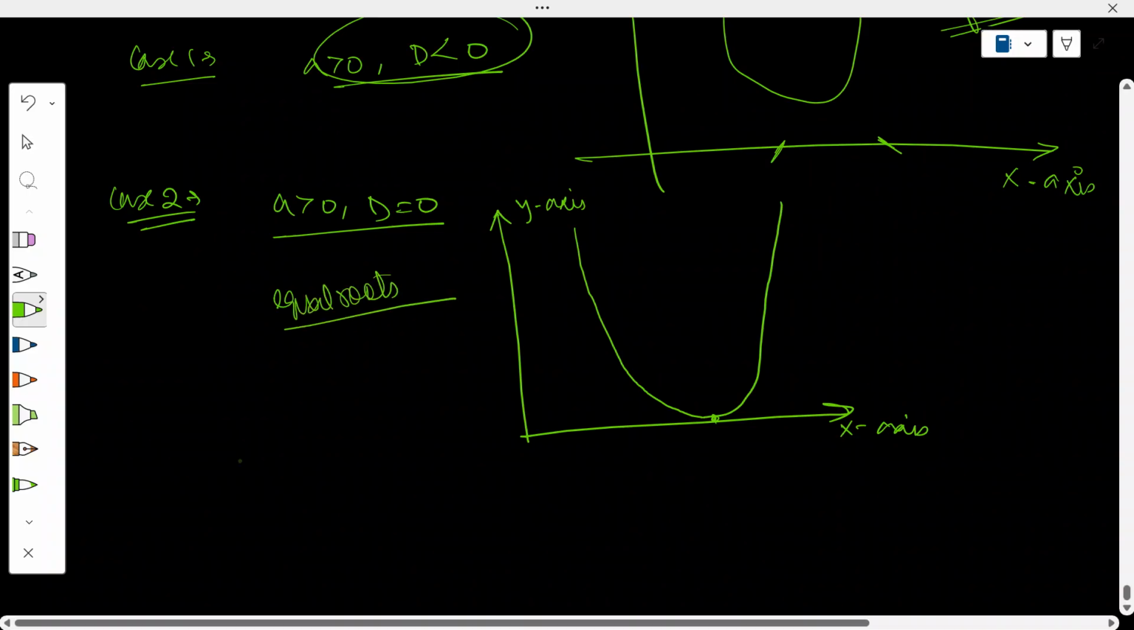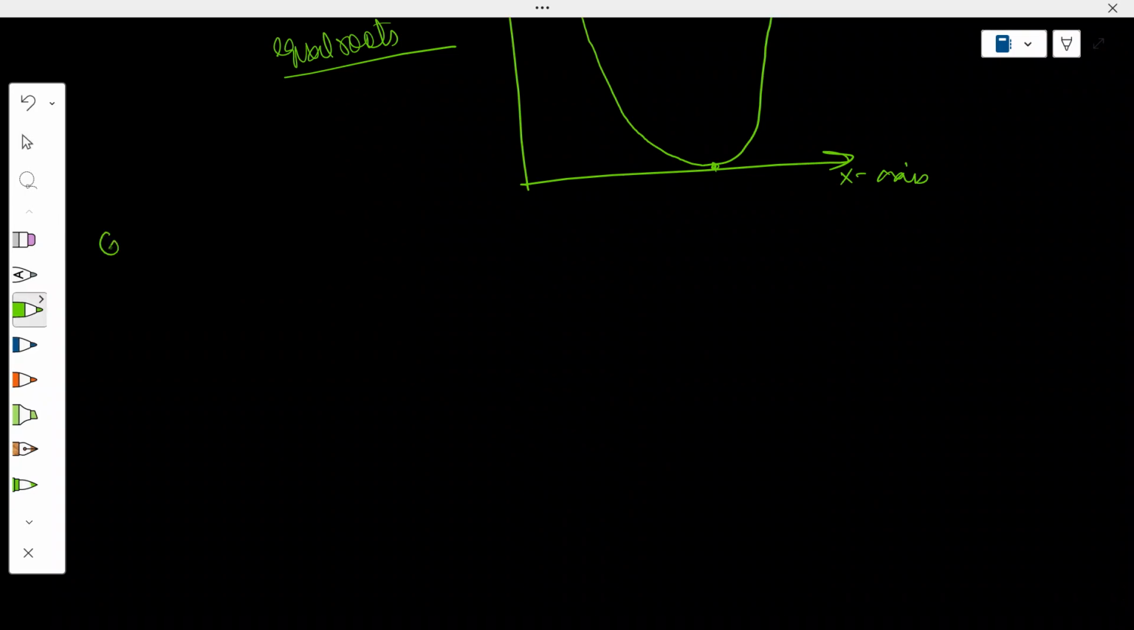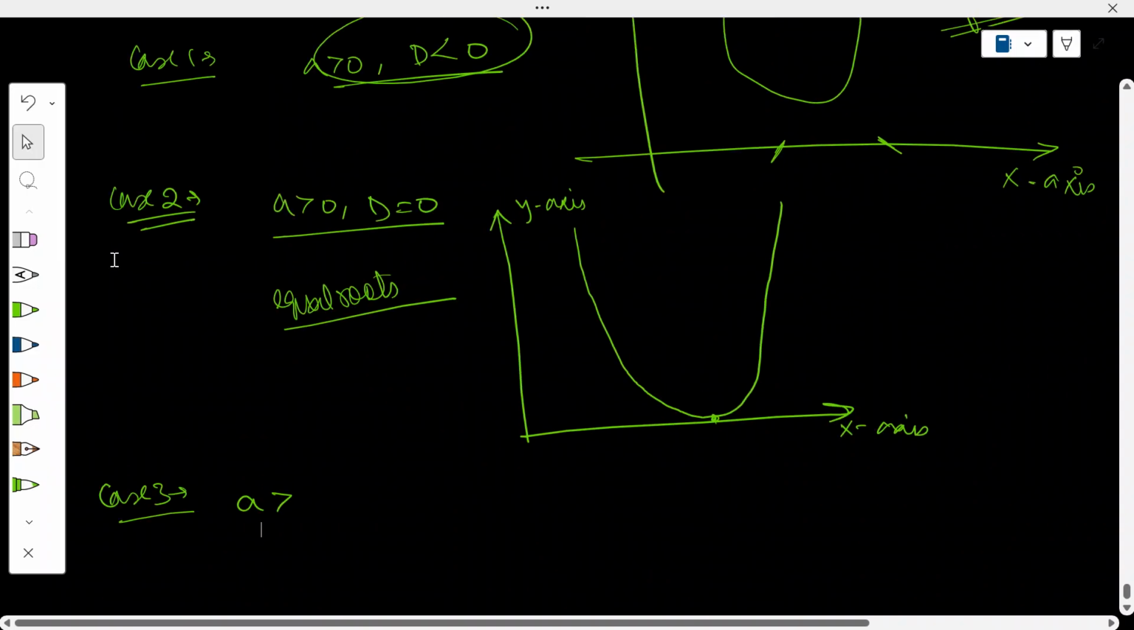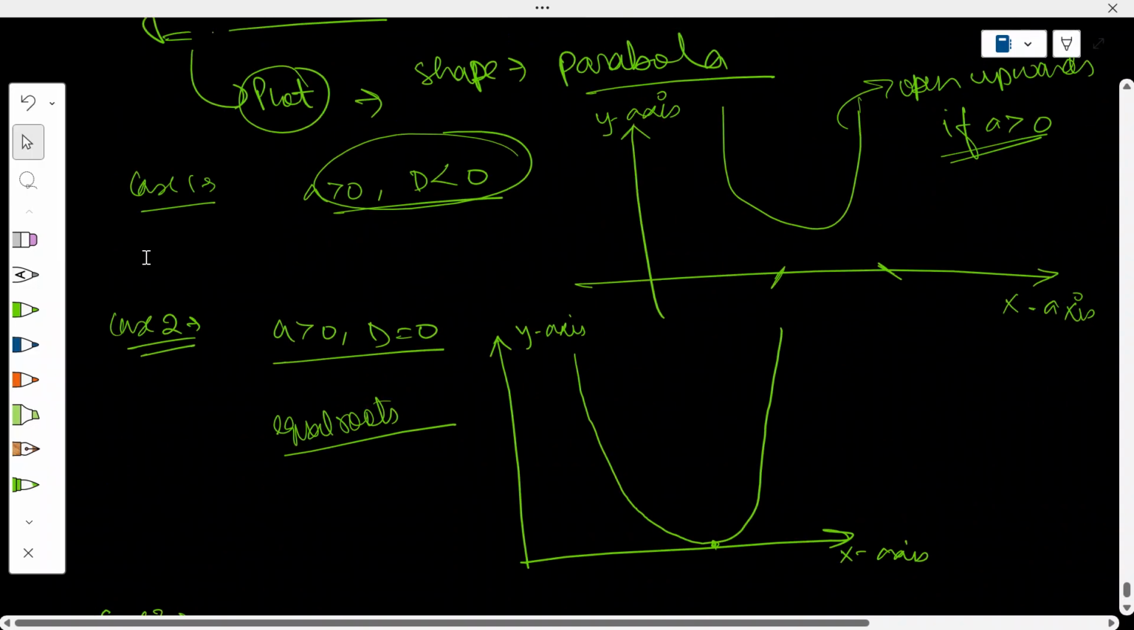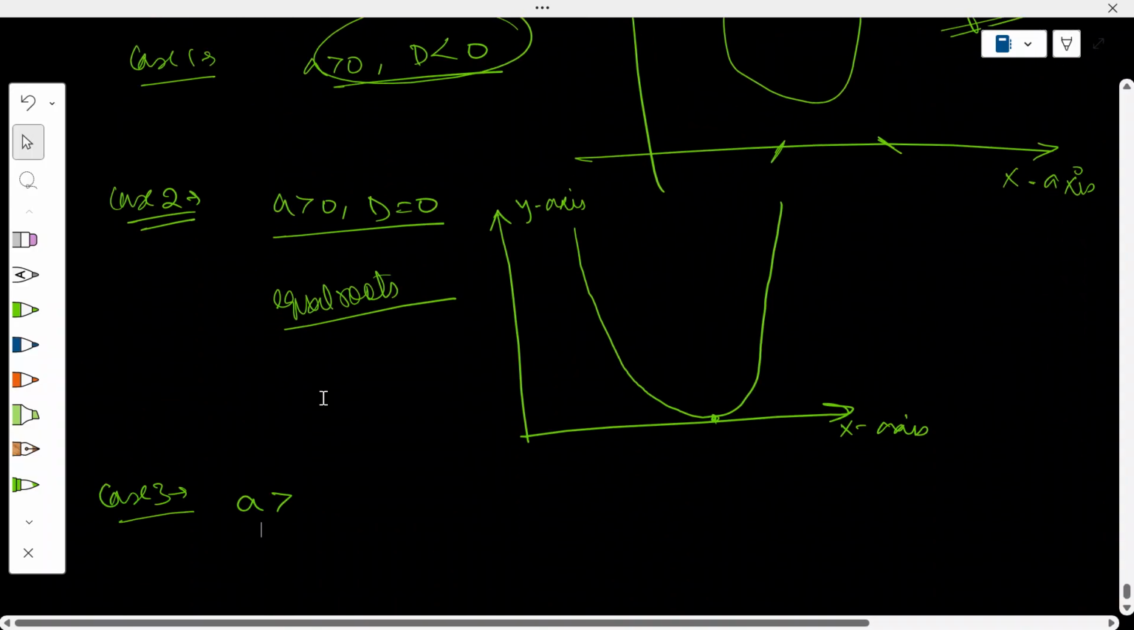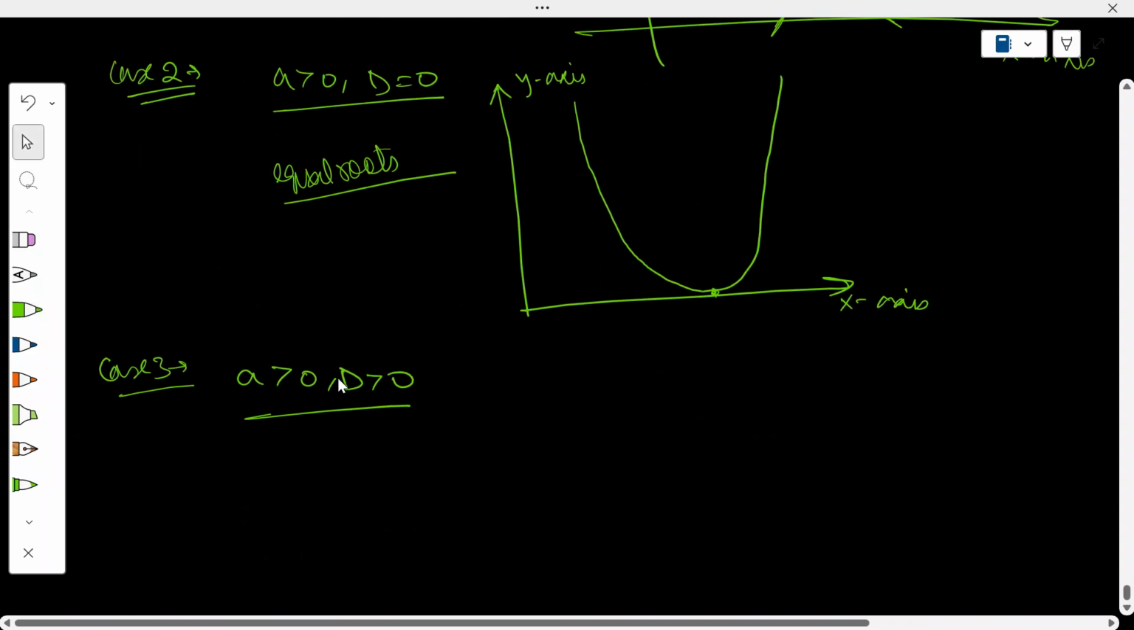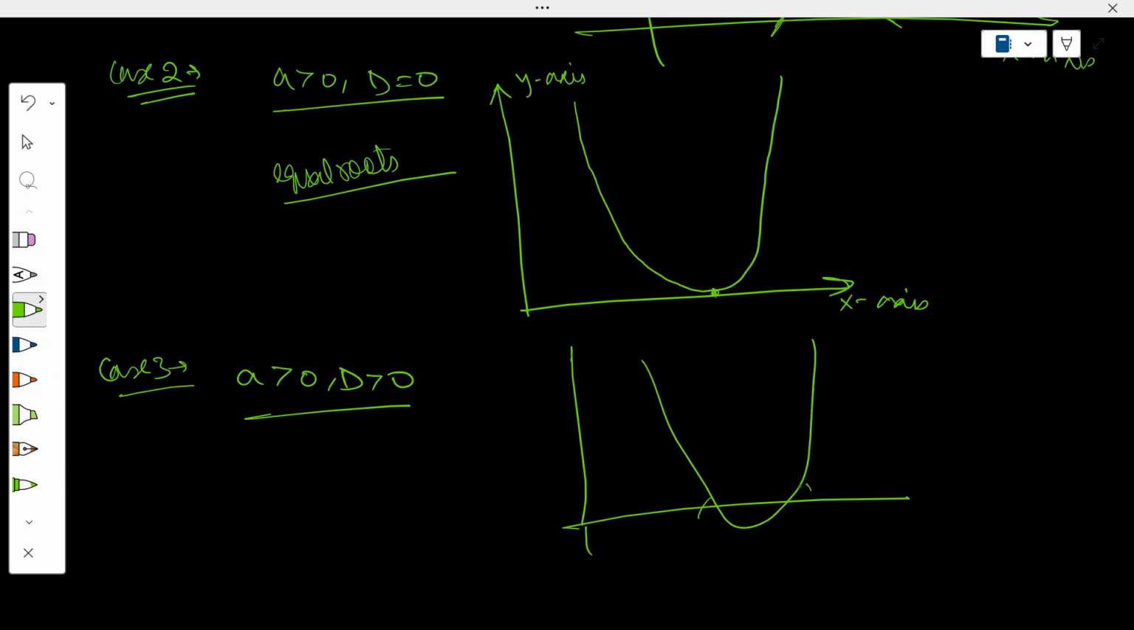Now we move on to the third case. The third case is when a is positive. There are basically four cases: a positive, d positive; a positive, d negative; a positive, d zero. This type. So a is positive here and d is also positive here. So basically we have two roots. The roots may be rational or irrational, but the roots are there. So this is one root and this is the other root. This is the y-axis and this is the x-axis.